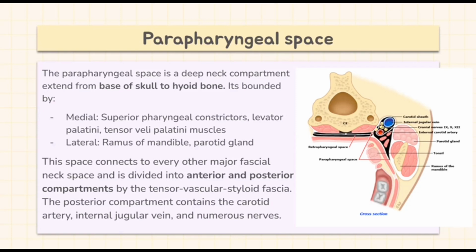So you can have a look at the pictures beside to get a clearer view of the anatomical position of the parapharyngeal space. So this space actually connects to every other major fascial neck space and is divided into anterior and also posterior compartments by the tensor vascular styloid fascia. The posterior compartment contains the carotid artery, the internal jugular vein, and also numerous nerves.